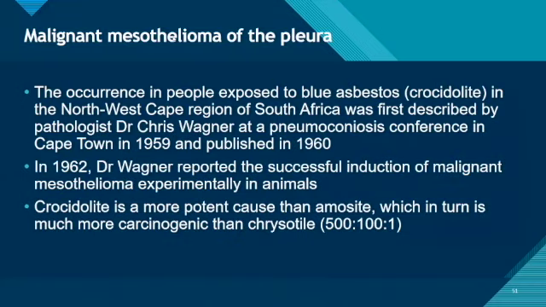So then, malignant mesothelioma of the pleura. This is actually in South Africa. That's why it's really such an important disease in our setting, described by Dr. Chris Wagner in 1959. And in 1962, we went on to show the induction of malignant mesothelioma experimentally in animals. He also found that crocidolite is more potent than amosite, which is in turn more carcinogenic than chrysotile, in a 500 to 100 to 1 ratio.